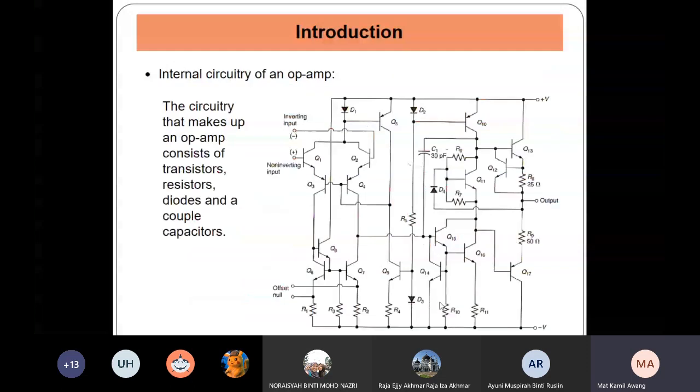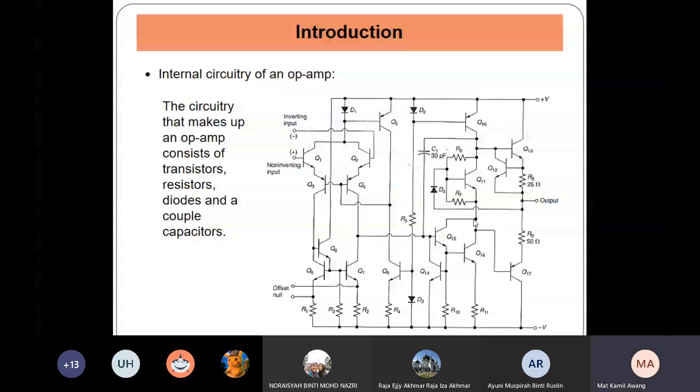This is the internal circuitry of an OpAmp. This is just to show you what it looks like, how many transistors you have inside. Last lecture, we only learned how to bias one transistor. So in an OpAmp, you have how many? Let's say starting from Q1 until Q17. So about 17 transistors in this one OpAmp.